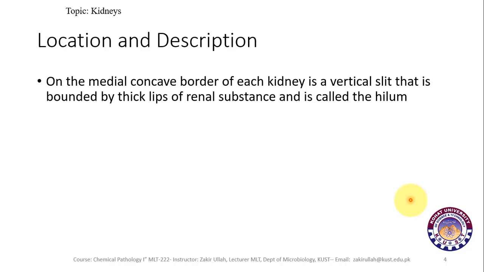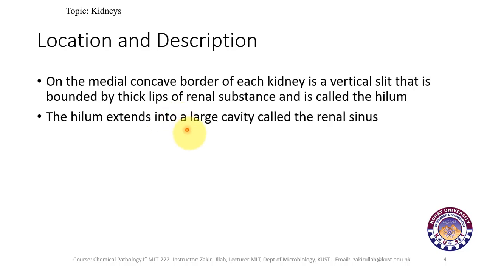On the medial concave border of each kidney, there is a vertical slit bounded by thick lips of renal substance, and that is called the hilum. The concave border at the vertical side is called the hilum, and this hilum extends into a large cavity called the renal sinus.